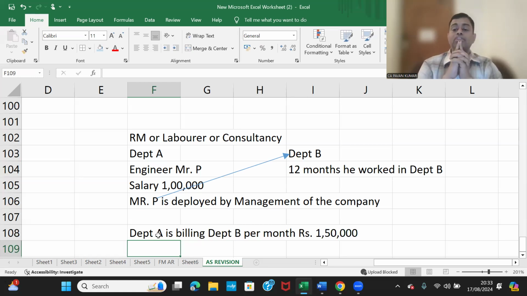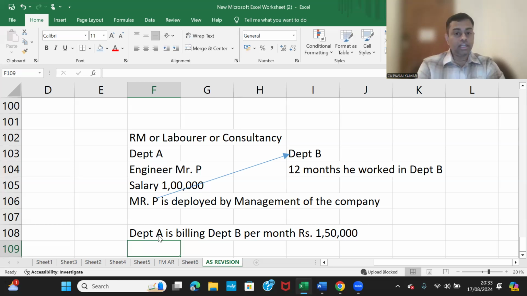Department B can include only 1 lakh rupees in construction cost. It cannot include 1,50,000. Now you might ask, Pavan sir, how does Department B know? Department B might not know. Department B might genuinely believe that this guy's salary is 1,50,000. But as a company, when you are preparing financial statements, you know it, right? Financial statements will be prepared for the company as a whole. It will not be for Department A or Department B. That's it.